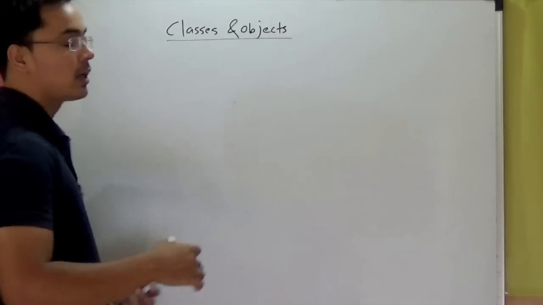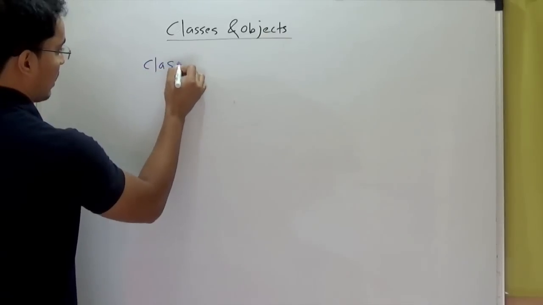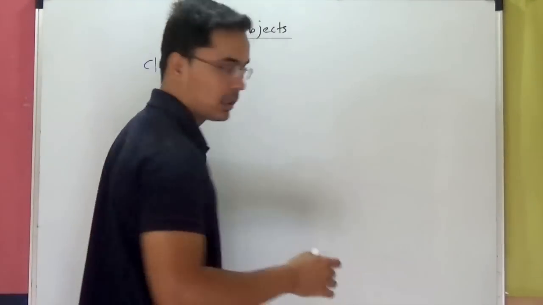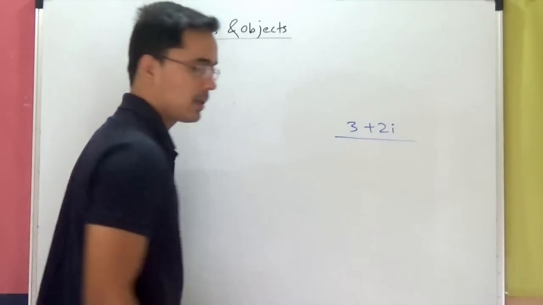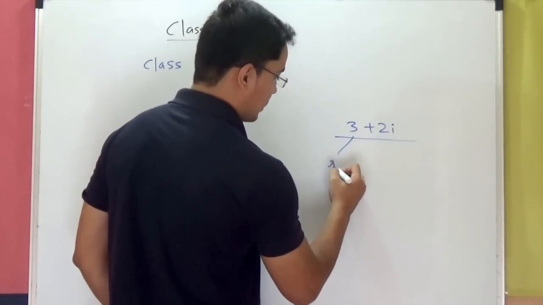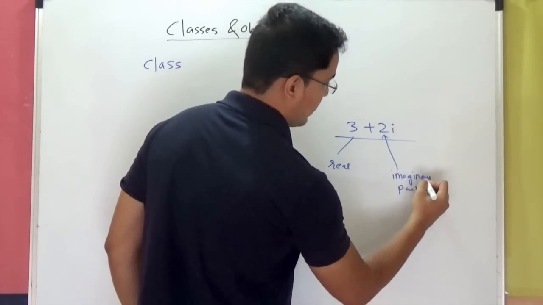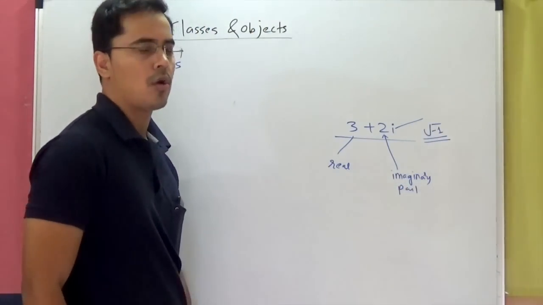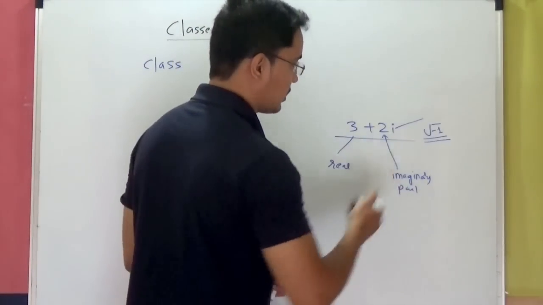The way you declare your class in C++ is by using the keyword class. I'm going to take an example of a complex number, a class representing complex numbers. You understand complex numbers in mathematics, right? An example is 3 plus 2i. This is called the real part, this is called the imaginary part, and i is basically the root of -1, if I'm not wrong. This is how a complex number is represented in mathematics, 3 plus 2i.